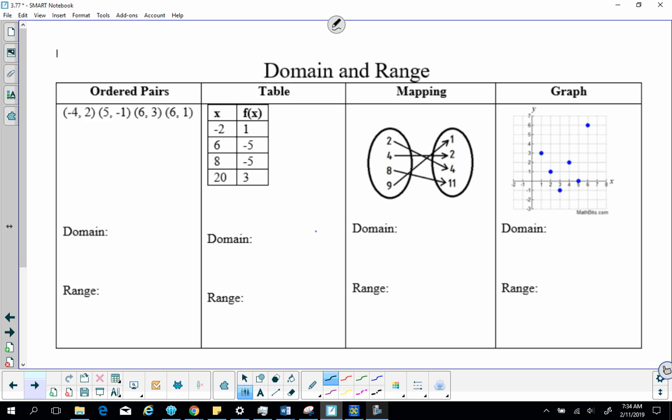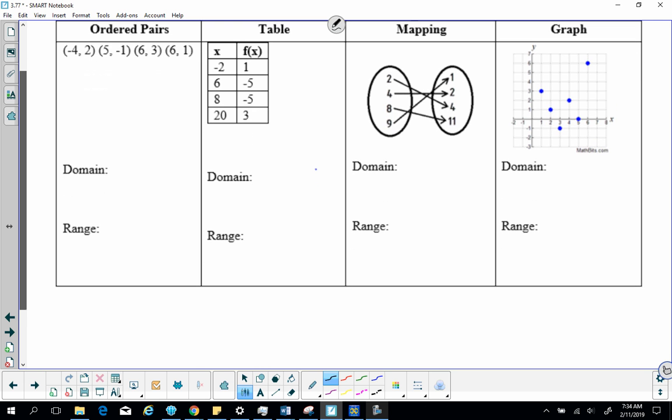Okay. So we're gonna start today's lesson. Today's lesson is pretty easy, but I do need to make sure your devices are completely away. And so today we're going to be dealing with domain and range.